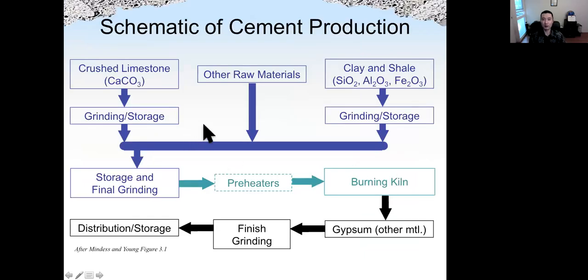Here is an overview of the procedure. First of all, raw materials including limestone are crushed, along with clay and shell, which have silica, aluminum, and iron. Calcium oxide is coming from limestone. They are ground, stored, and given a final grinding before going into a kiln. After the kiln, we have clinker. The clinker is further ground with gypsum, so we have Portland cement. Again, the function of gypsum is to slow down the chemical reaction and increase the so-called setting time of concrete.